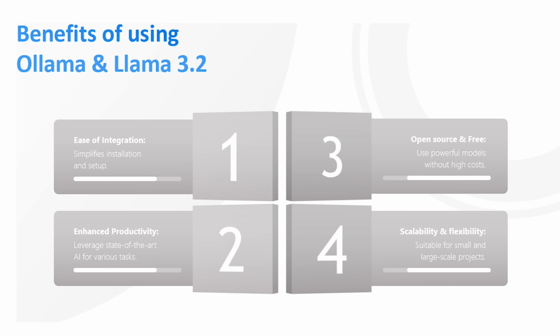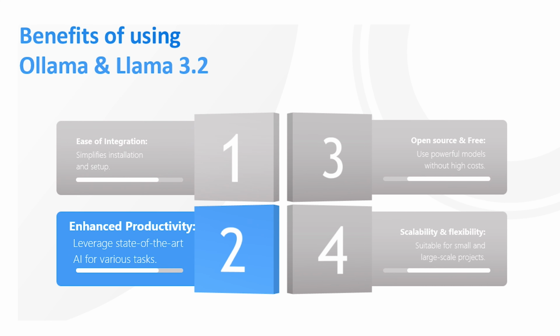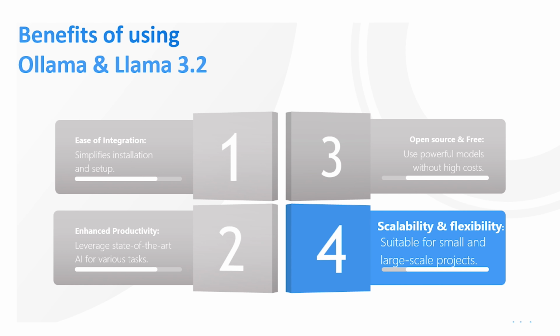What are the benefits of using Ollama and Llama 3.2? Ease of integration: it simplifies installation and setup, and it is very easy to install like other software. It enhances productivity, leveraging state-of-the-art AI for various tasks. It's open source and it is free, so you can use powerful models without high cost. Scalability and flexibility, suitable for small and large scale projects.